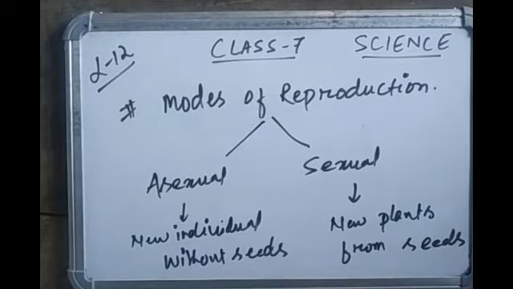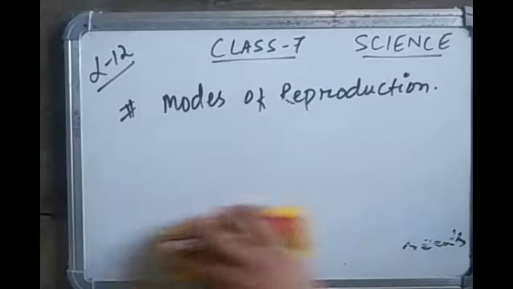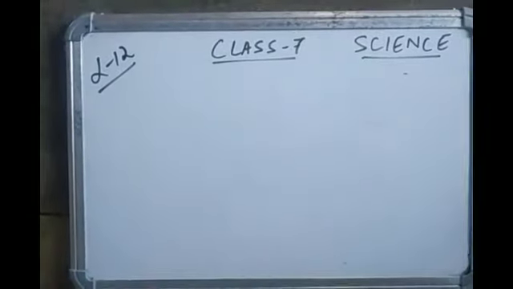So there are two modes of reproduction: one is asexual, one is sexual. Without seeds, with seeds. New plants without seeds are asexual, new plants from seeds are sexual. Let us first see asexual reproduction.